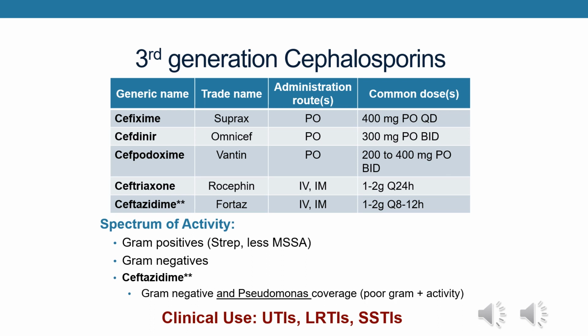This class has a lot of great oral options available, including cefdinir and cefpodoxime. These medications cover Salmonella, Proteus, E. coli, Enterobacteriaceae, Klebsiella, and Serratia pretty well. This kind of lends it to be a great agent to use for upper and lower respiratory tract infections, UTIs, and skin infections as well.